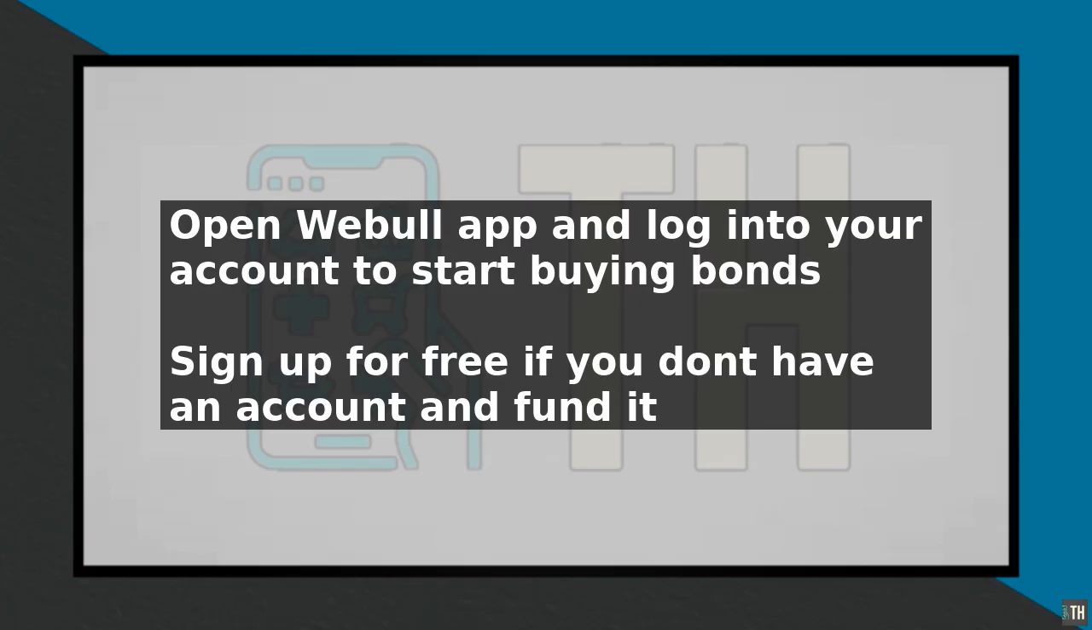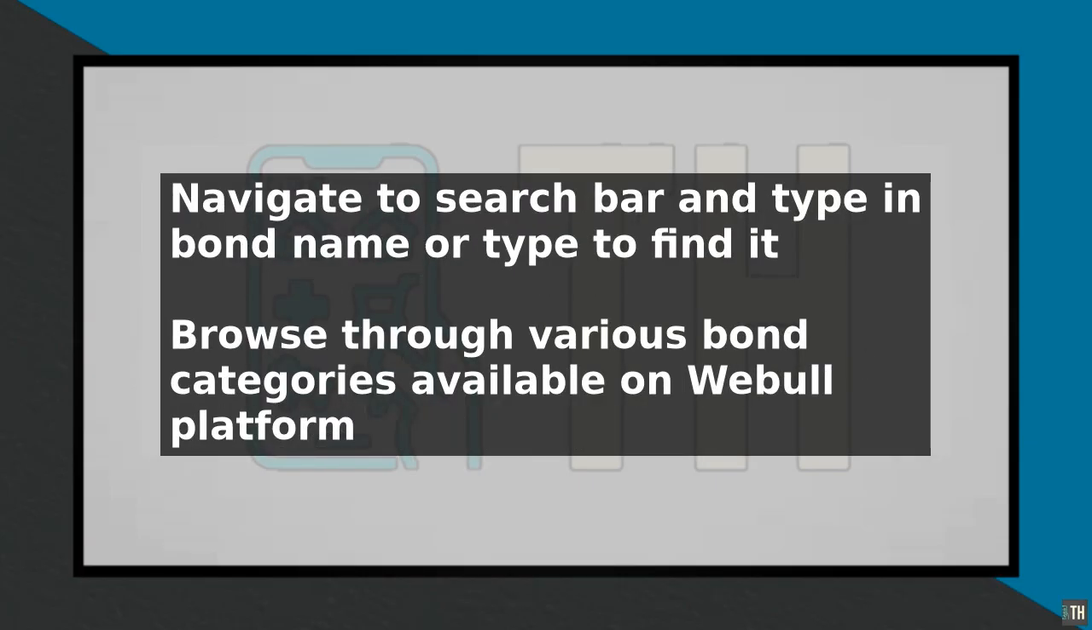Once you are logged in, navigate to the search bar at the top of the screen and type in the name of the bond you are interested in or the type of bond you want to purchase, such as treasury bonds or corporate bonds. You can also browse through the various bond categories available on Webull, including government bonds, municipal bonds, and high-yield bonds.